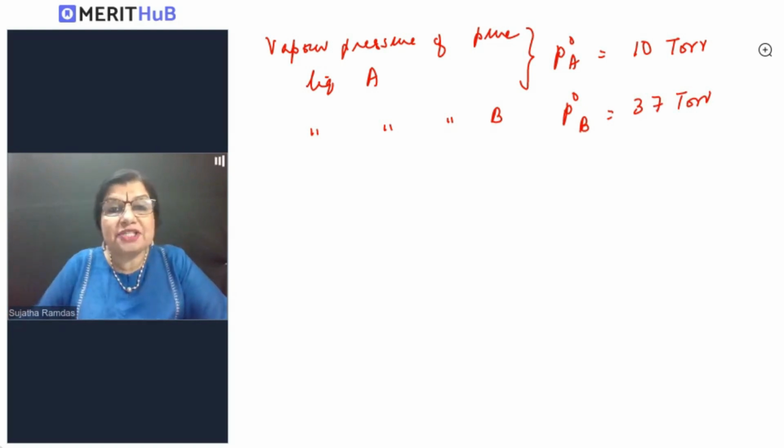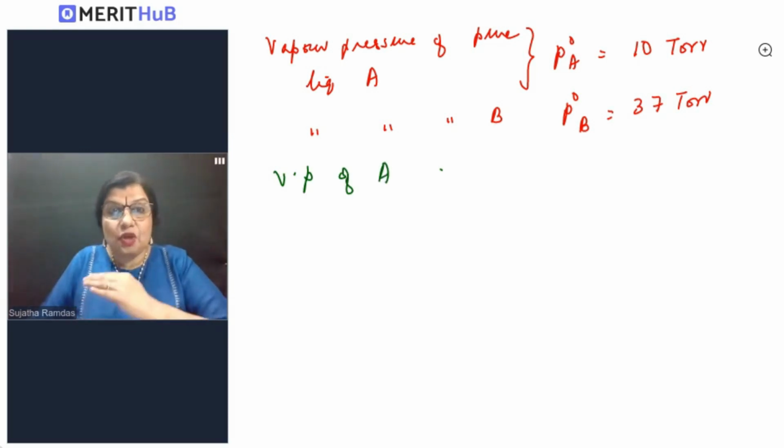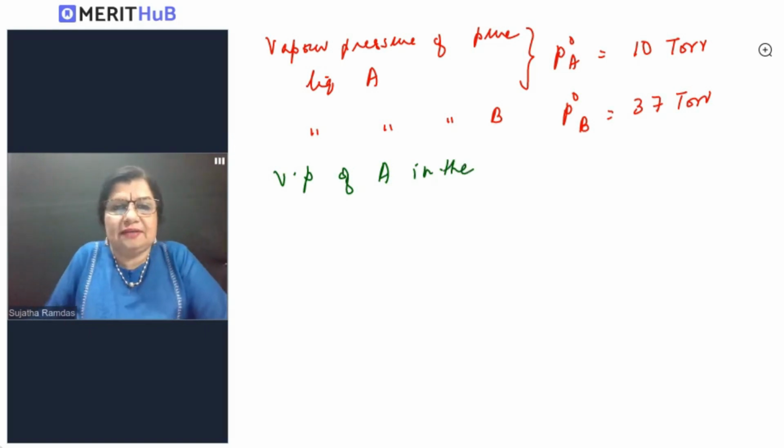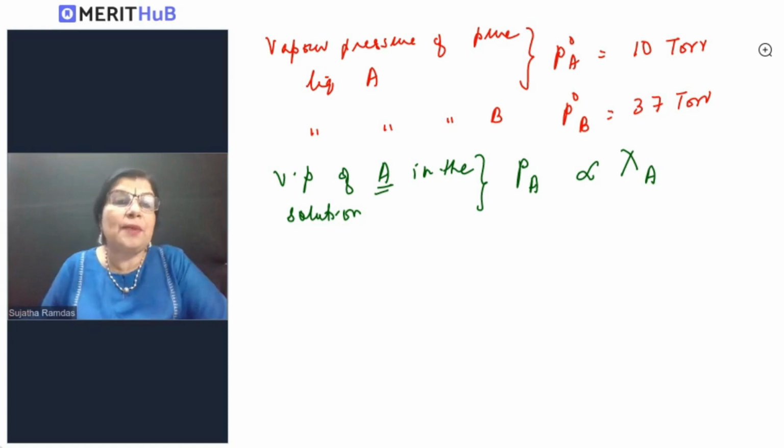Now, the other information that you need to be aware of is when you mix A and B, then the vapor pressure, so again, let me write that down in words. The vapor pressure of A in the solution, after you mix A and B, is given as PA, and that is found to be proportional to the concentration in terms of mole fraction of A in the solution. This is what is stated by Raoult's law.